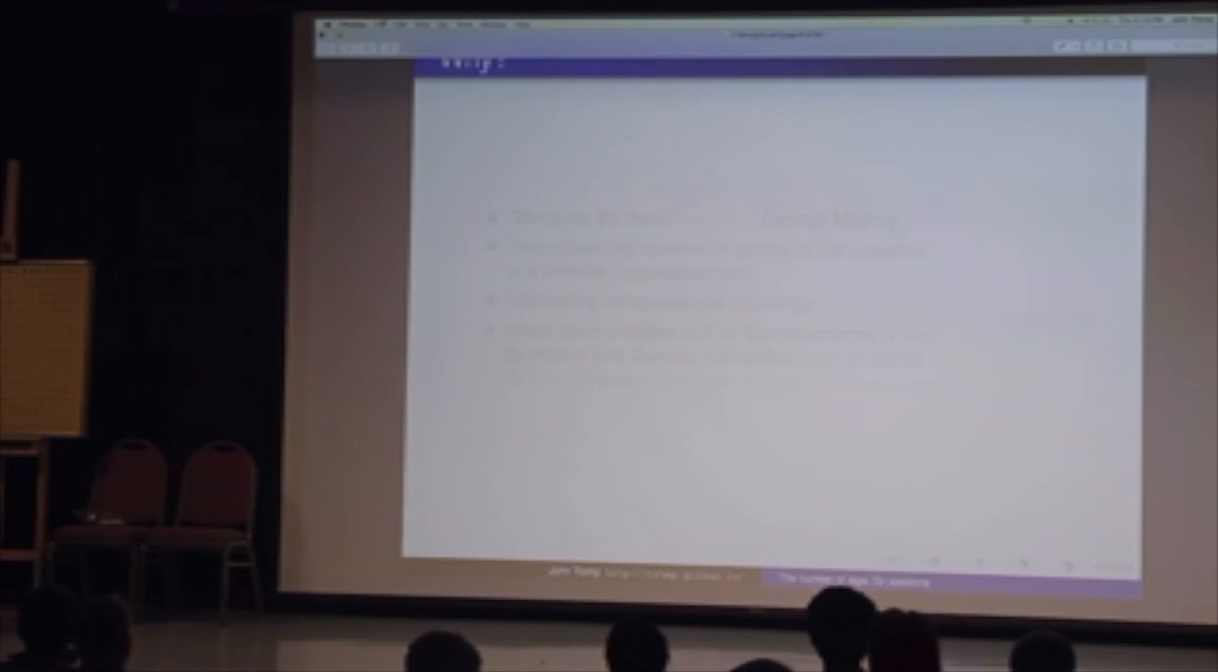It says why. Why do I want to compute the number of Go positions? Well, as famous mountaineer George Mallory said, when people asked, why do you want to climb Mount Everest? Because it's there. So the number of Go positions is there for me, and I want to climb it. I want to know what it is.